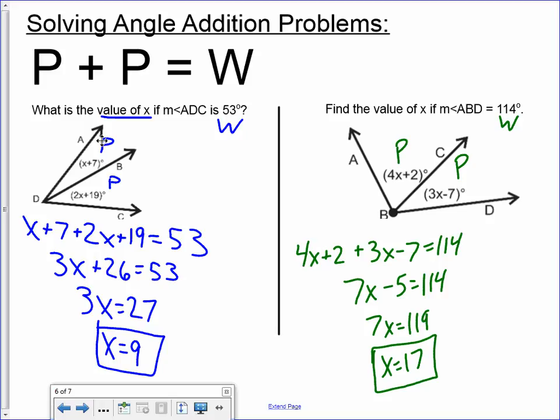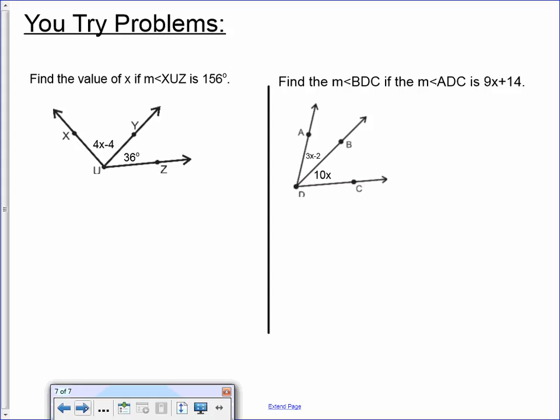To practice this concept, I would like you to pause the video at this point and attempt the two you try problems. When you are finished, you may hit play and resume to see how well you did. Make sure you answer the question. Are you finding the value of x or a specific angle measure?